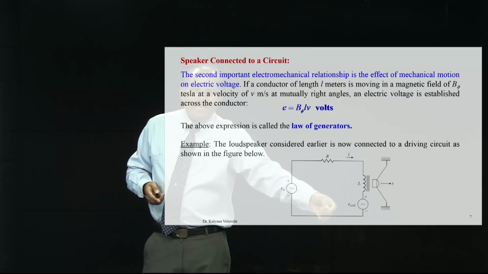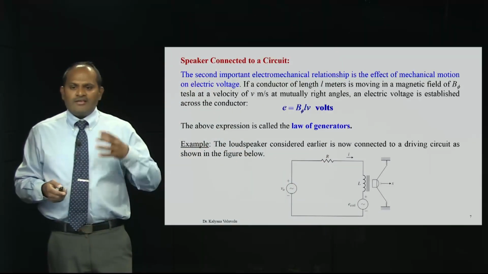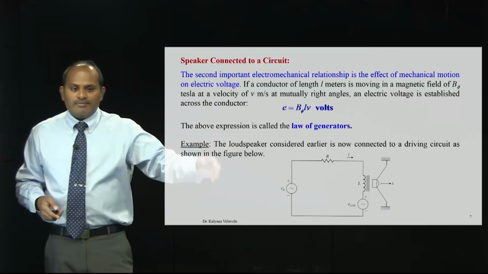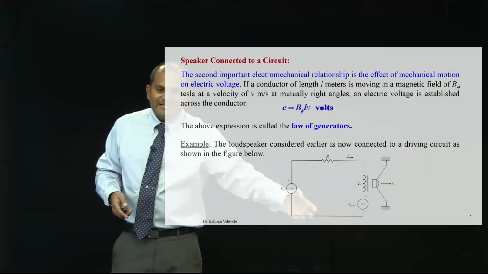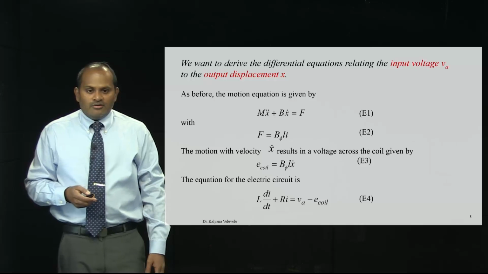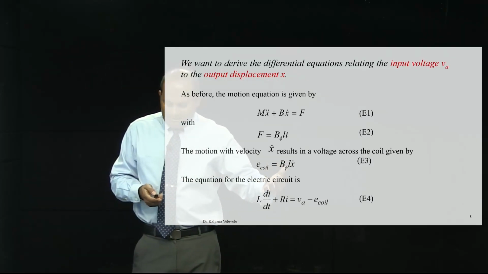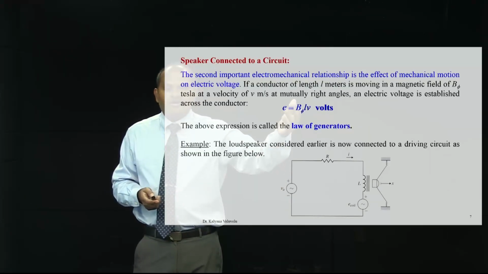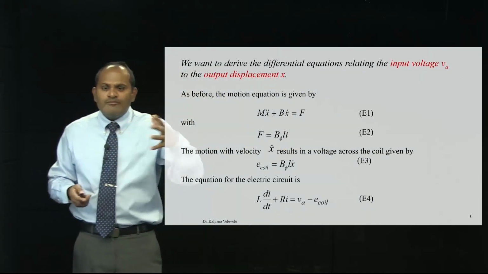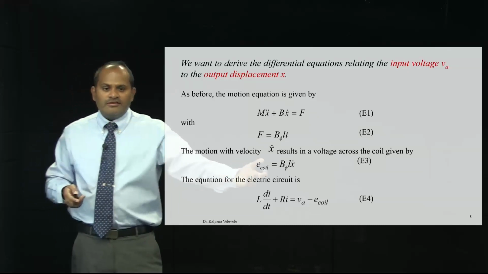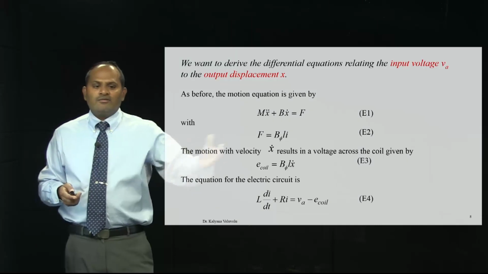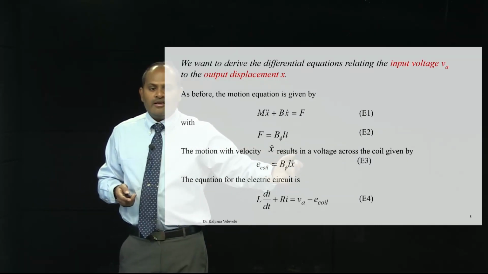This E coil acts like a feedback. When energy is supplied to the speaker, depending on the motion, a back voltage is developed in the circuit. This E coil is like a feedback to the circuit. The E coil is based on our expression E is equal to B phi L V, based on the velocity of the motion, the velocity of the diaphragm. V is x dot, where x is displacement, so velocity is x dot. So, E coil is B phi L x dot.